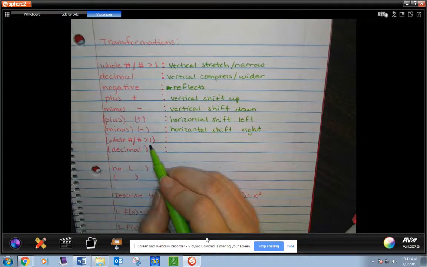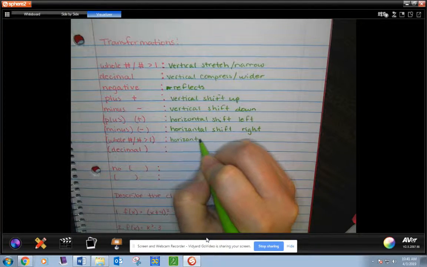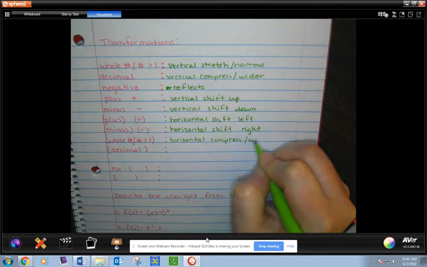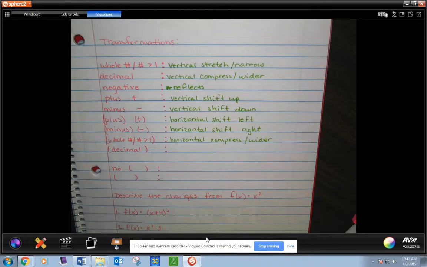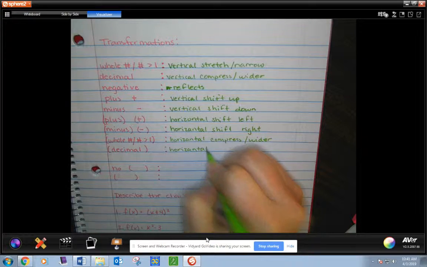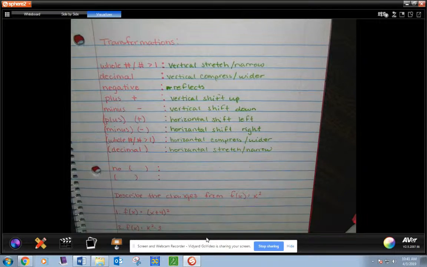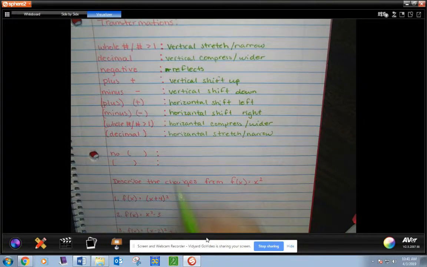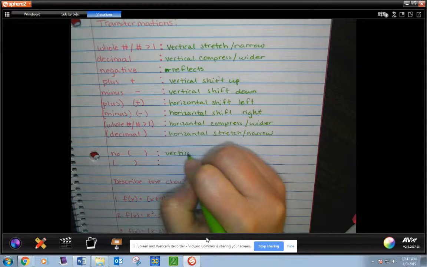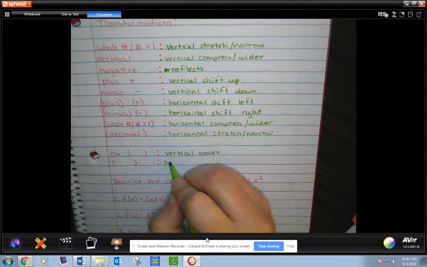Okay, a whole number in parentheses is a horizontal compress, or it gets wider. And then a decimal in parentheses is a horizontal stretch, or it gets narrow. Okay, now I'm adding this little extra part. If there are no parentheses, these are vertical moves. If there are parentheses, these are horizontal moves.